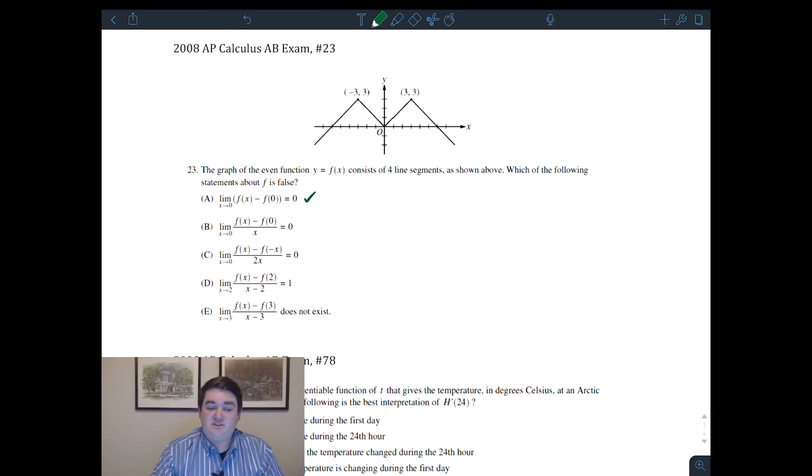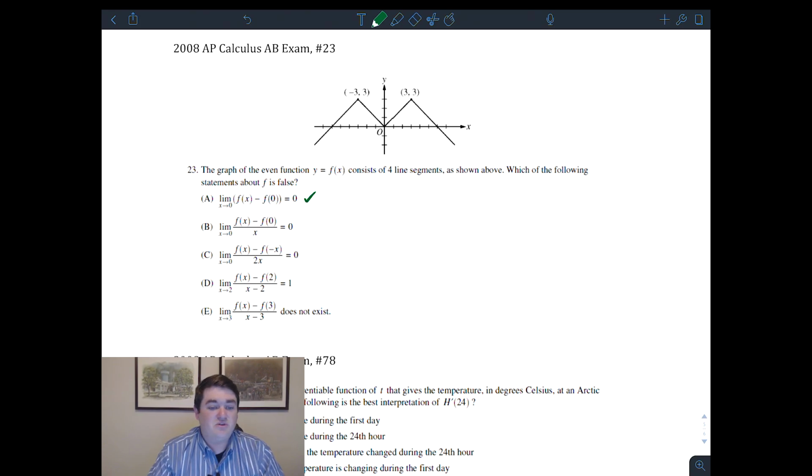Answer choice B, the limit as x approaches 0 of f of x minus f of 0 over x equals 0. Now, if I try direct substitution here, I'm going to get 0 over 0. Something a little bit weird here, so let's come back to this. C, the limit as x approaches 0 of f of x minus f of negative x over 2x equals 0. Again, direct substitution gives 0 over 0, so let's save this one for last.